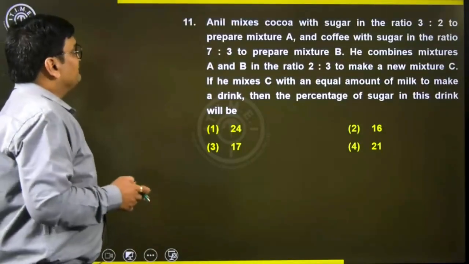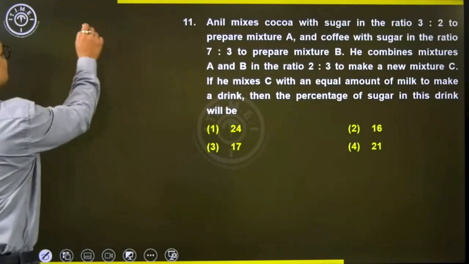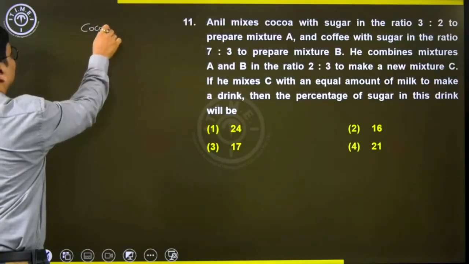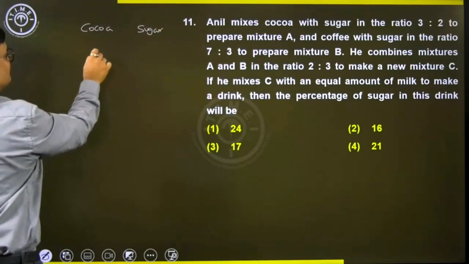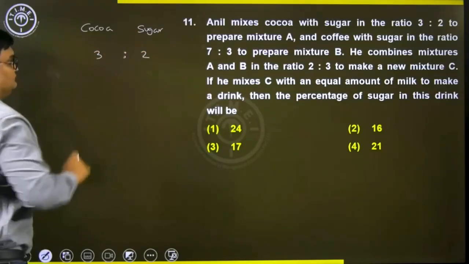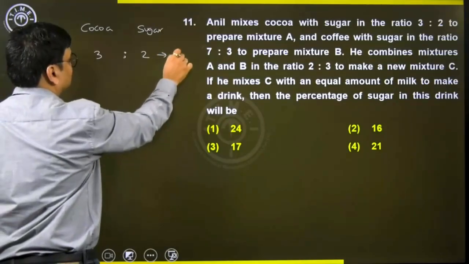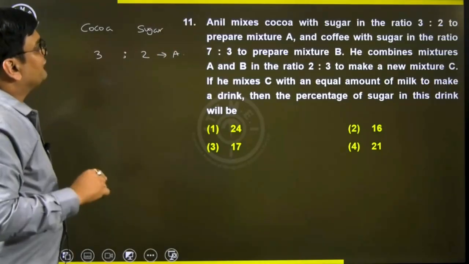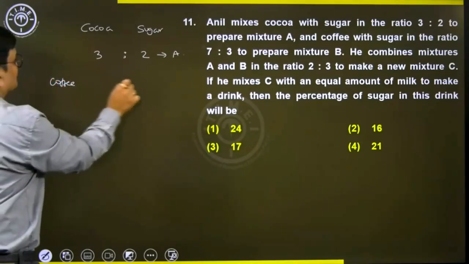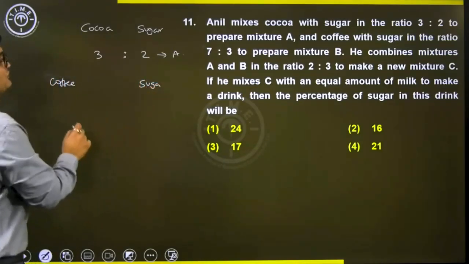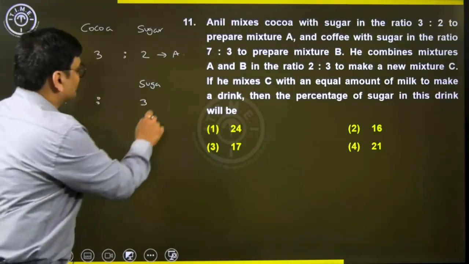11th one: Anil mixes cocoa with sugar in the ratio 3:2 to prepare mixture A. And coffee with sugar in the ratio 7:3. He's mixing coffee and sugar in the ratio 7:3, and now he's preparing mixture B.